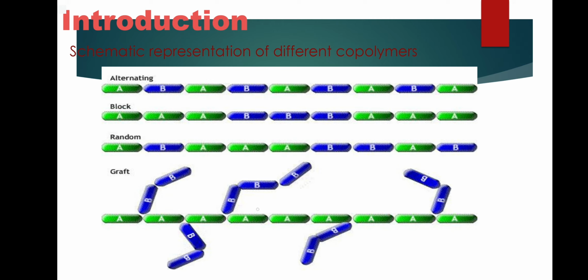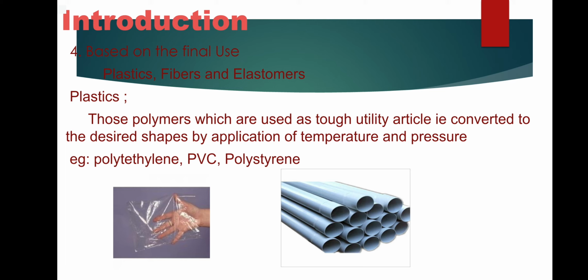This is a schematic representation of the arrangements. Taking A and B, alternating is AB, AB. Block is arranged in blocks. Random means there is no specific arrangement, it just goes like that. Okay. Now graft is the same type of molecule with another one as branches. In the next one, classification is based on the final use.